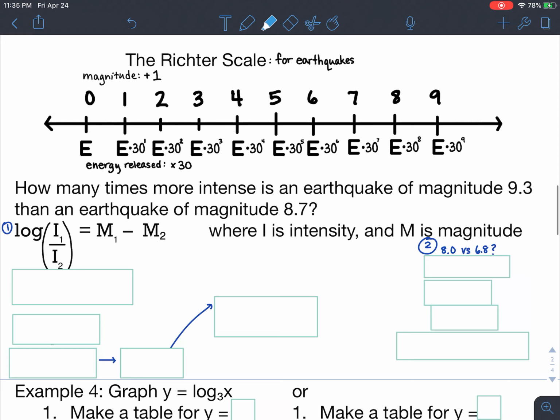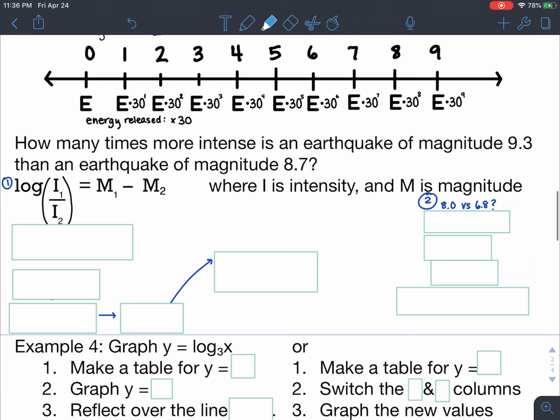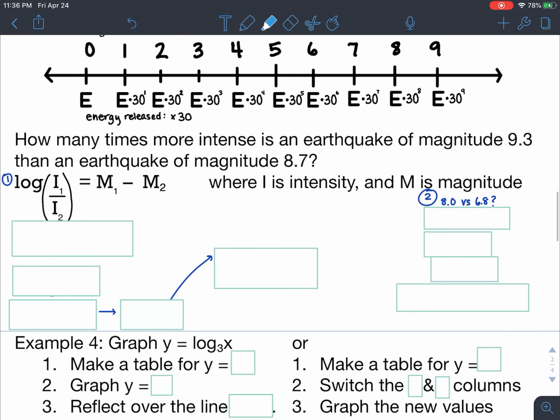I don't know where Richter got these numbers, but okay. So the energy released from one magnitude to the next is times 30. So it's not just a little bit bigger. The difference between a 4.0 earthquake and a 5.0 earthquake is 30 times. That's crazy.